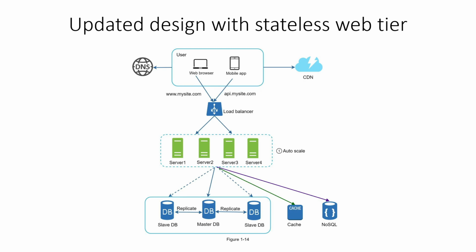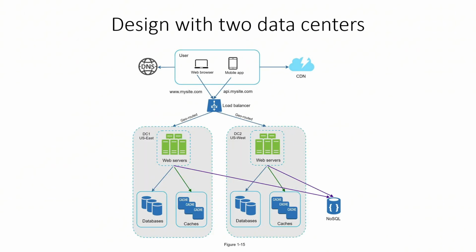Your website grows rapidly and attracts a significant number of users internationally. To improve availability and provide a better user experience across wider geographical locations and areas, supporting multiple data centers is crucial. Figure 1.15 shows an example setup with two data centers.